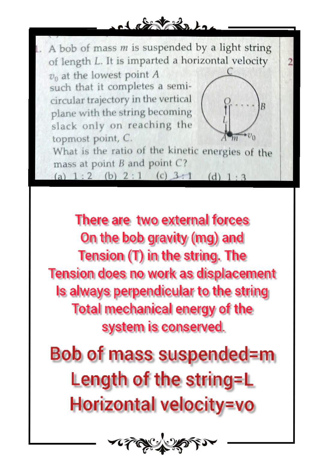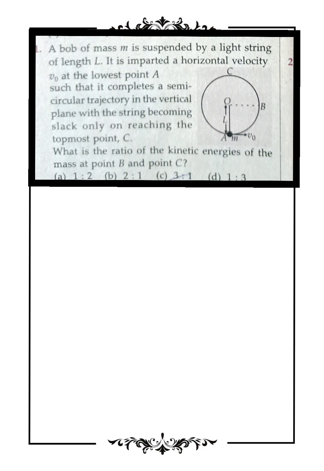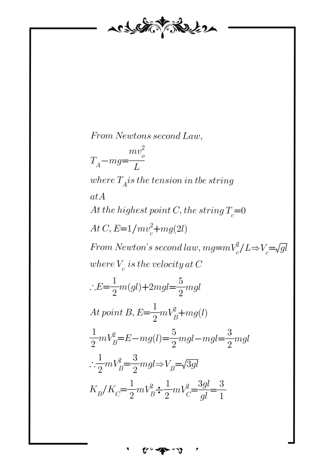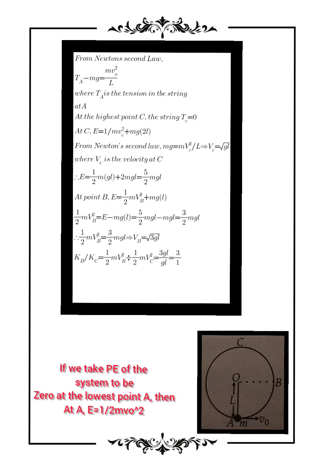The mass of the bob suspended is m and the length of the string is L. Let the velocity imparted to the ball be v0. If we take potential energy of the system to be 0 at the lowest point A, the energy at A is equal to half m v0 squared.